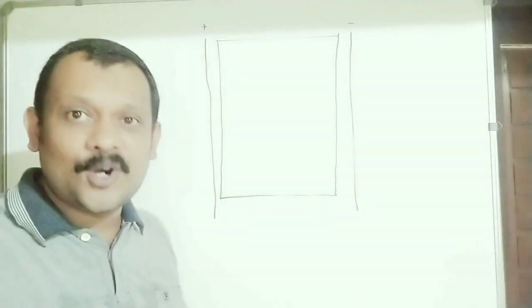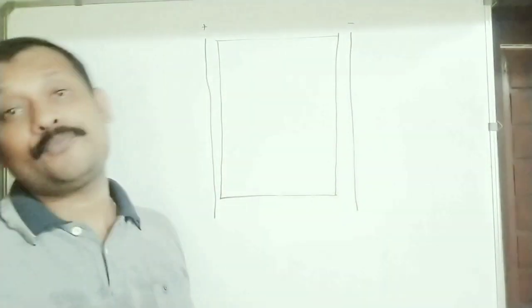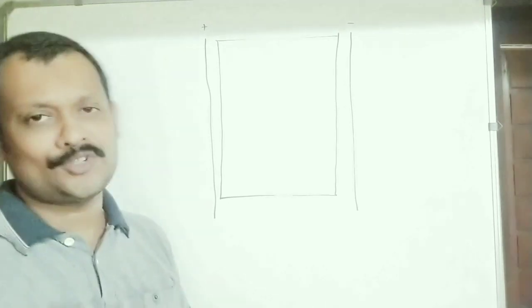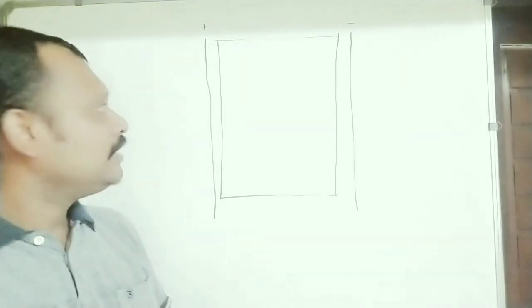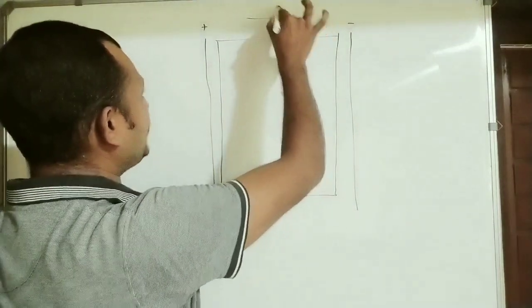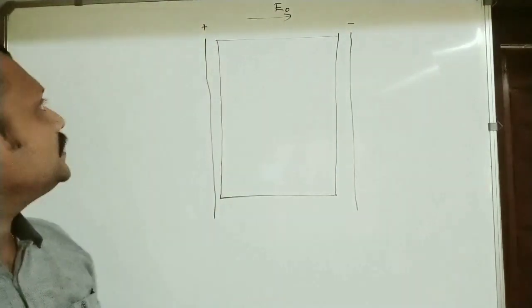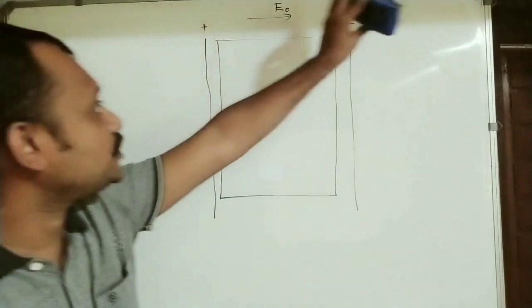Although I say small volume, that volume must contain an enormous number of molecules, right? Molecules are always of very small size, which means the volume will contain an enormous number of them. And the direction of the external electric field, let me take it as E0. The external electric field is E0, and that is always directed from positive to negative.